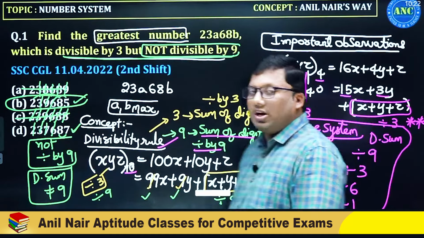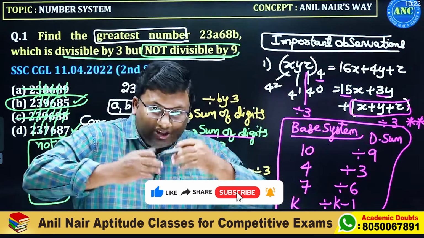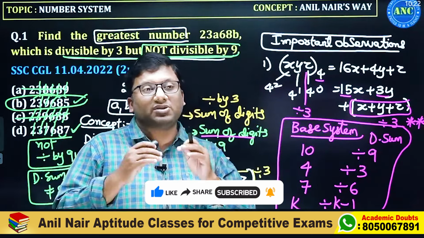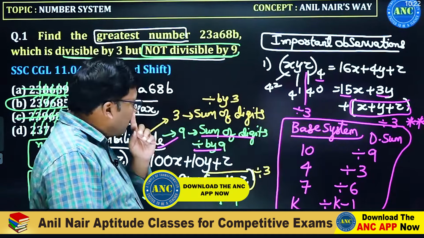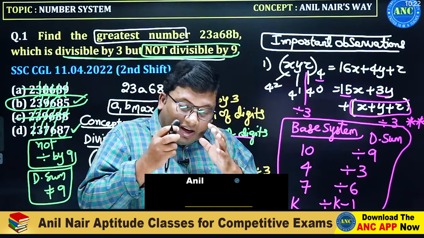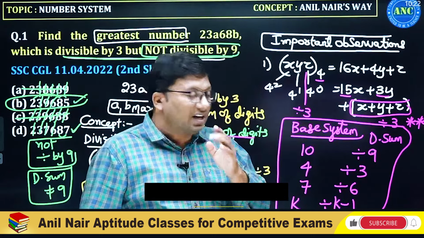That means you can use the digital sum not only in the decimal system; you can use it in the octal system, in the hexadecimal system, and in base system 7. I hope this idea is clear. So from now onwards, can the digital sum be used in any other base system? Yes, it can be used.